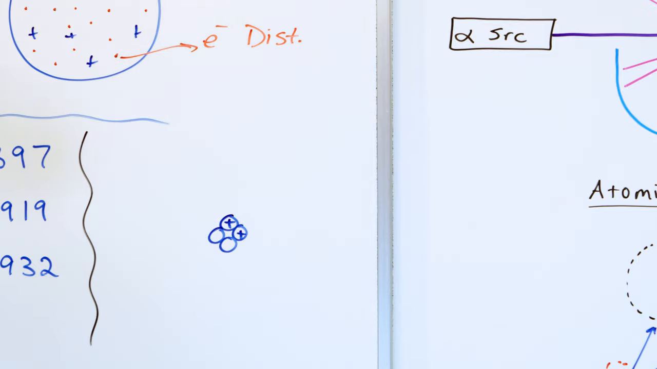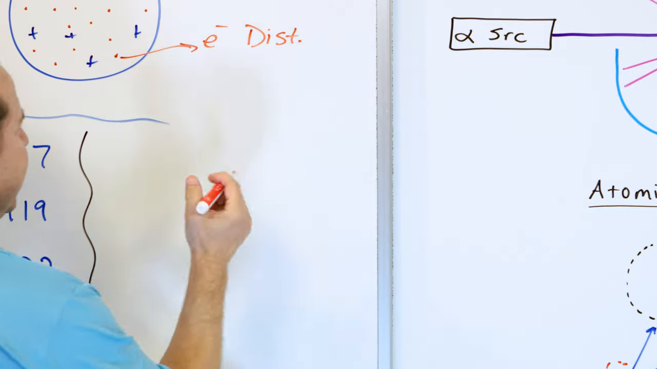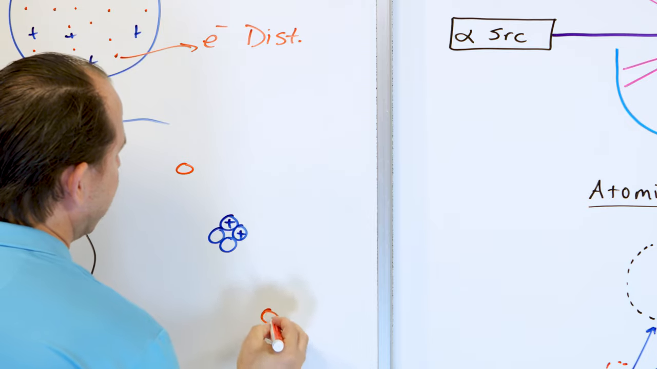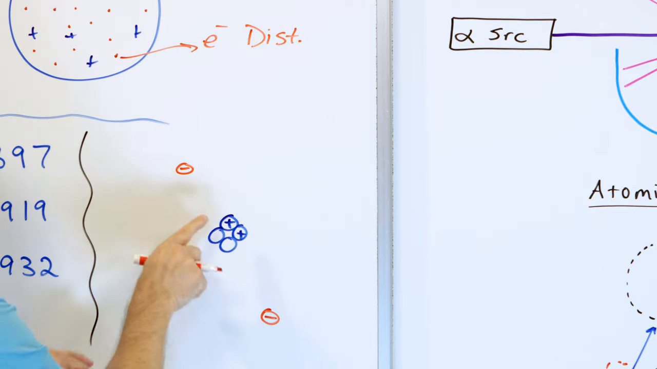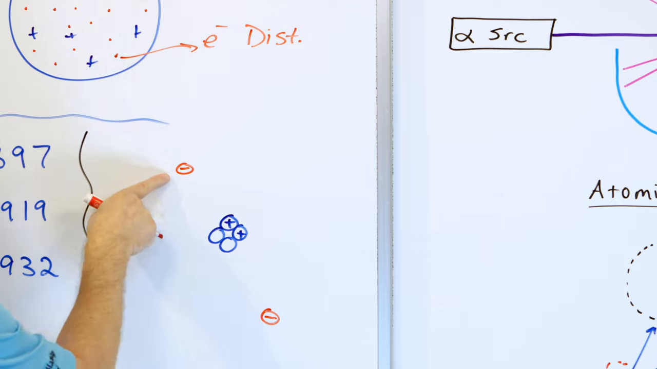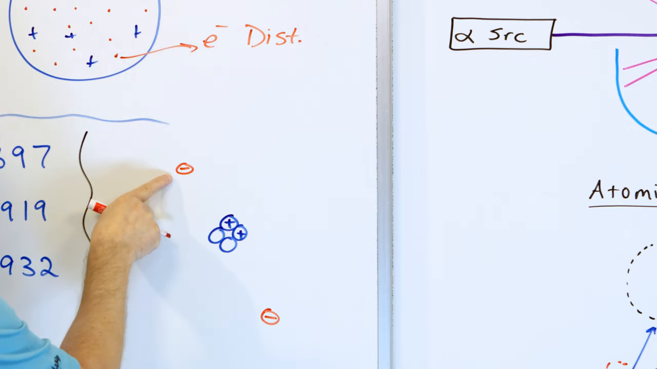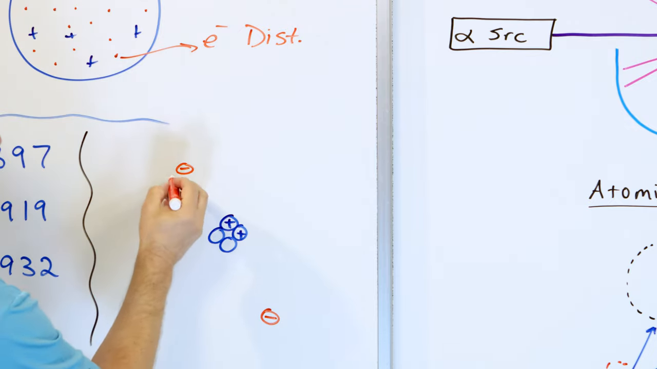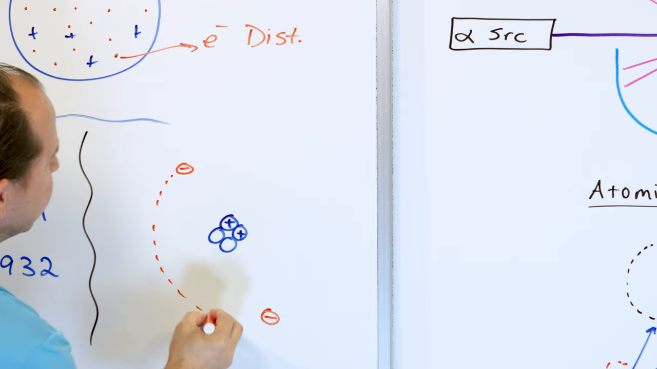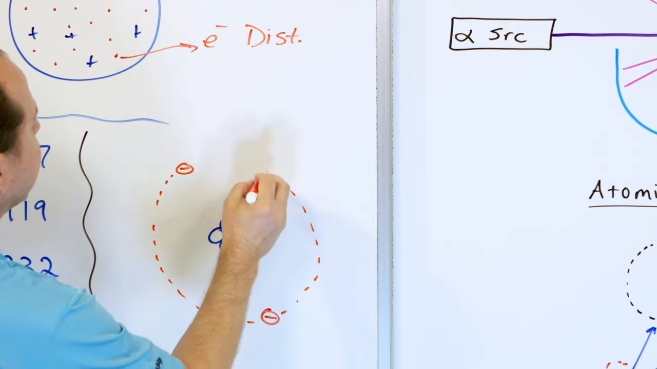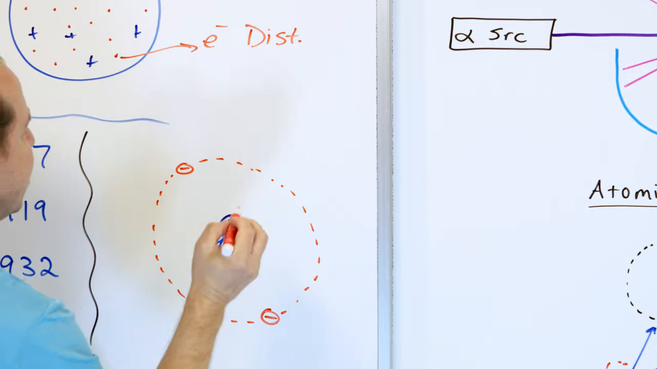So this is the nucleus. And surrounding this nucleus are what we call electrons. I'm going to draw two of them here, and they have negative charge. The protons have exactly the same charge as the electron, except they're opposite, right? One of them's positive, one of them's negative. And the story goes that these electrons are orbiting the nucleus, right? And it's a good model to have.